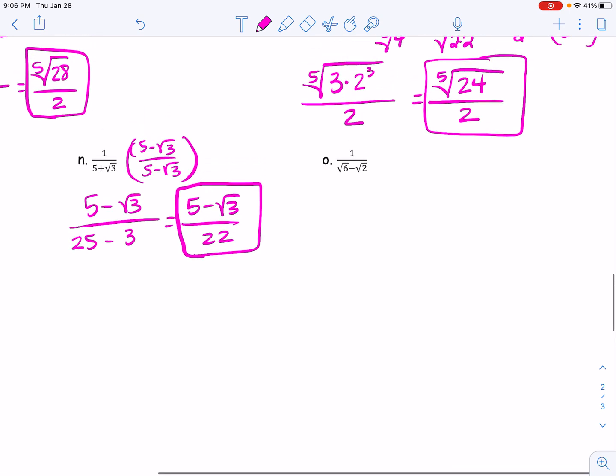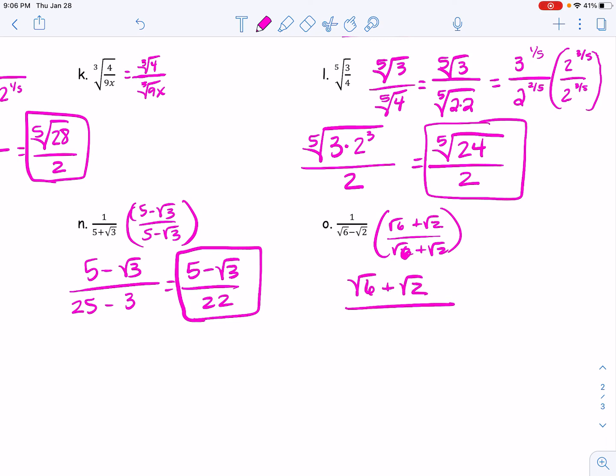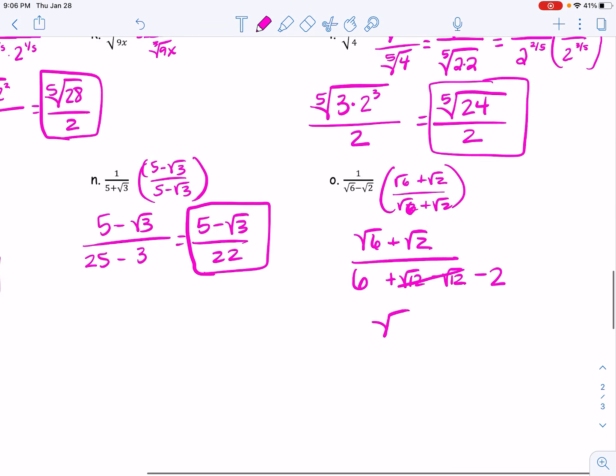Same thing with O. You're going to multiply by radical 6 plus radical 2 over radical 6 plus radical 2. So radical 6 plus radical 2 over first times first would be radical 6 times radical 6 is 6. Outers would be plus radical 12, but then you get the minus radical 12, so those cancel out. And then last would be a minus 2, so then you get radical 6 plus radical 2 over 4.